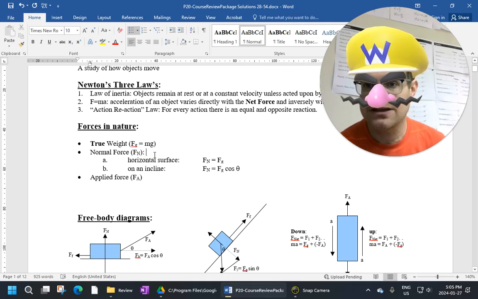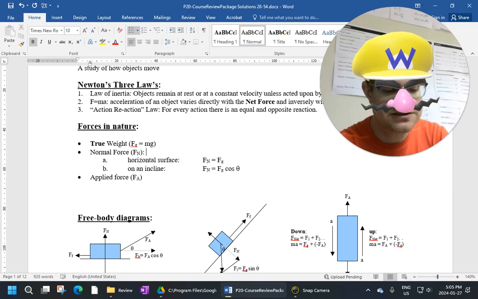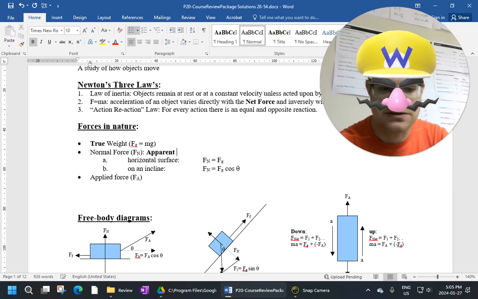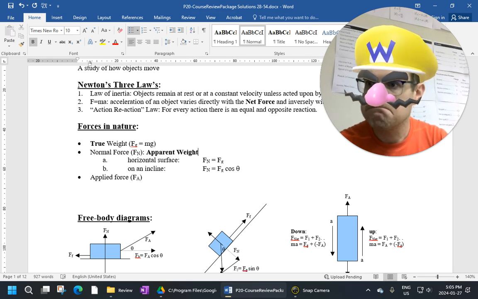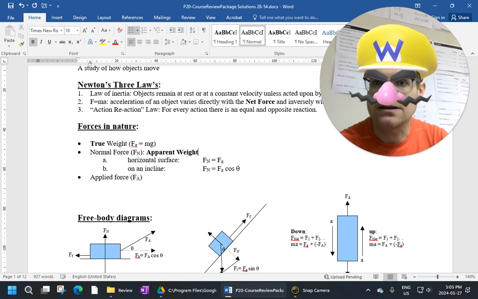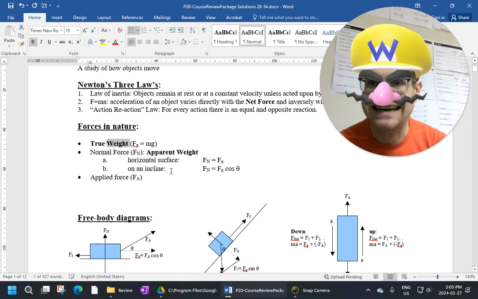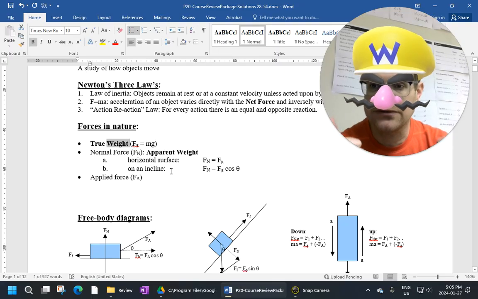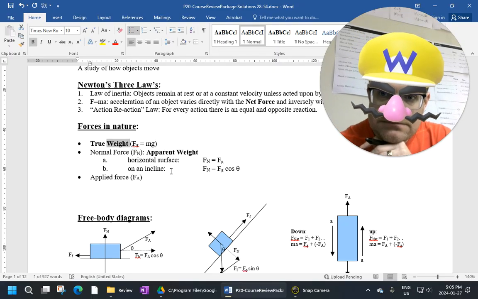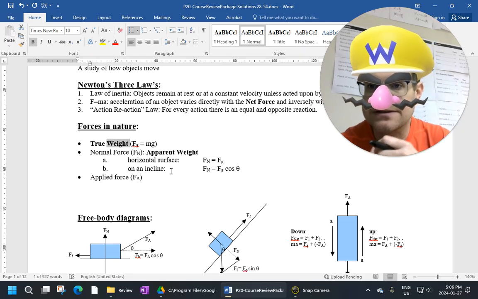Then you got the normal force. Remember the normal force is like your apparent weight. I'm going to put that in there too. So that's your apparent weight. It's what you feel if you're a person, like if you're in an elevator or in a roller coaster. That's what you're feeling. You're feeling that pushback from your seat, pushback from the floor, pushback from whatever. Right? That apparent weight, your normal weight, or your normal force. Yeah. That's the Fn in most of our pictures.